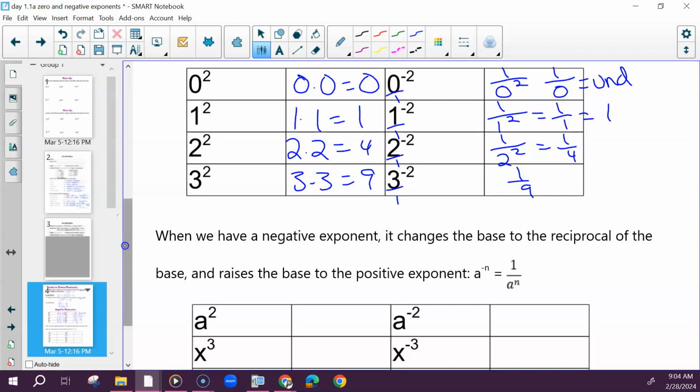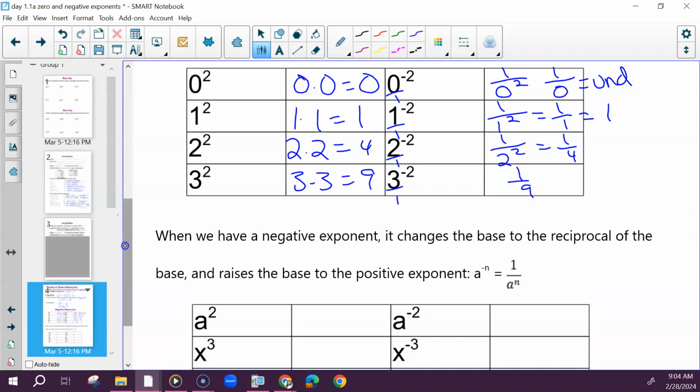So as we get more into simplifying, you have to remember this rule. Anytime you see a negative exponent, take it, flip it, make the exponent positive, simplify it if need be. Questions on that so far? Now we're going to talk about the variables.